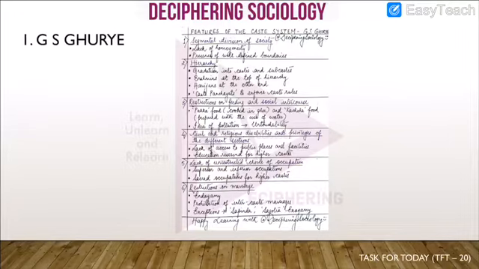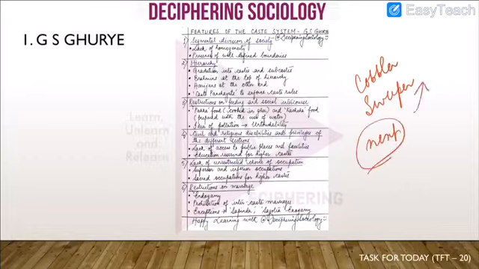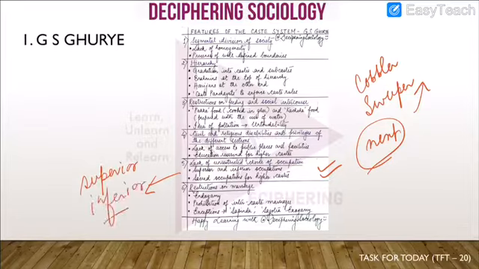The fifth point was that if someone was born as a cobbler or a sweeper, he or she would remain a sweeper throughout his life, and even the next generation would perform the same occupation. So this occupation was also fixed because some occupations were considered superior and others were considered inferior.